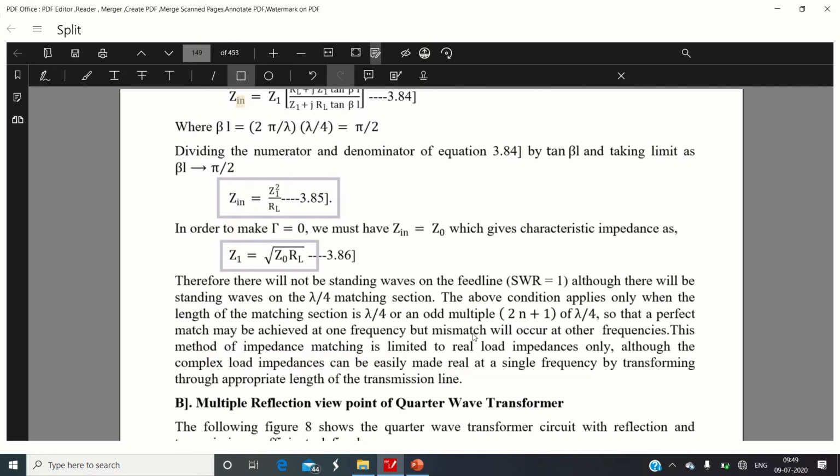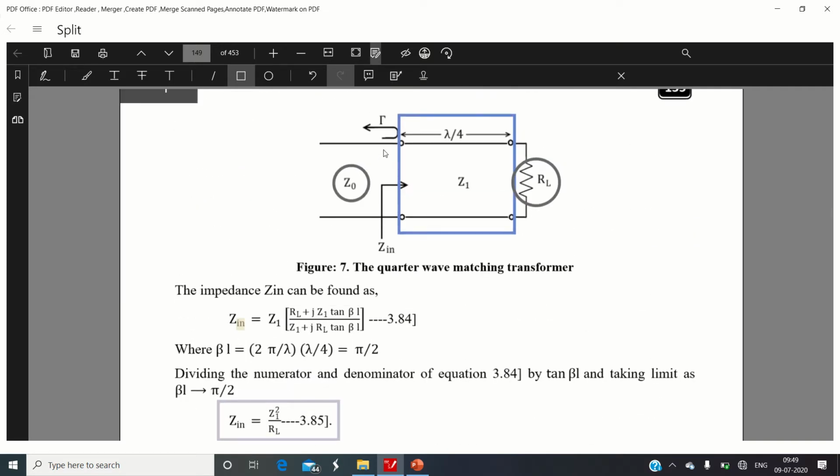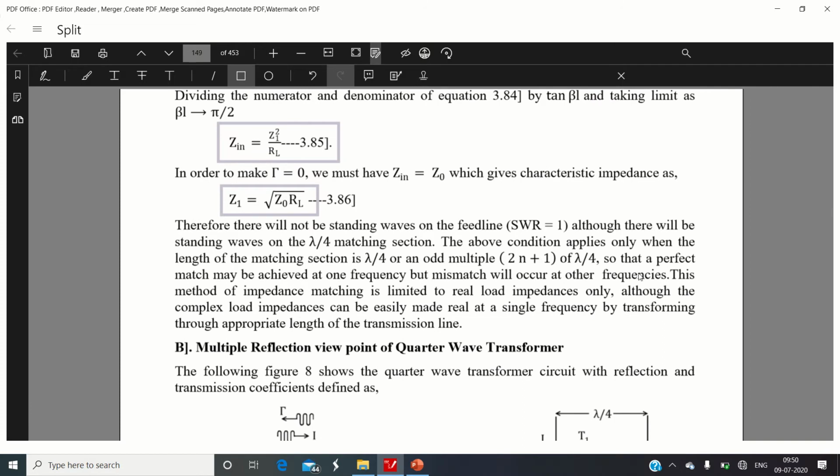Now please remember that whatever matching we are going to achieve with respect to this load impedance and the characteristic impedance of a transmission line using a quarter wave transformer, it is only applicable for a single frequency, but it is not at all applicable for different ranges or different frequencies. The same is stated here. The perfect match is only achieved at one particular frequency, but when we change the operating frequency, the mismatch will occur at other frequencies. The limitation of this matching technique is that it is limited to only real values of load impedances.